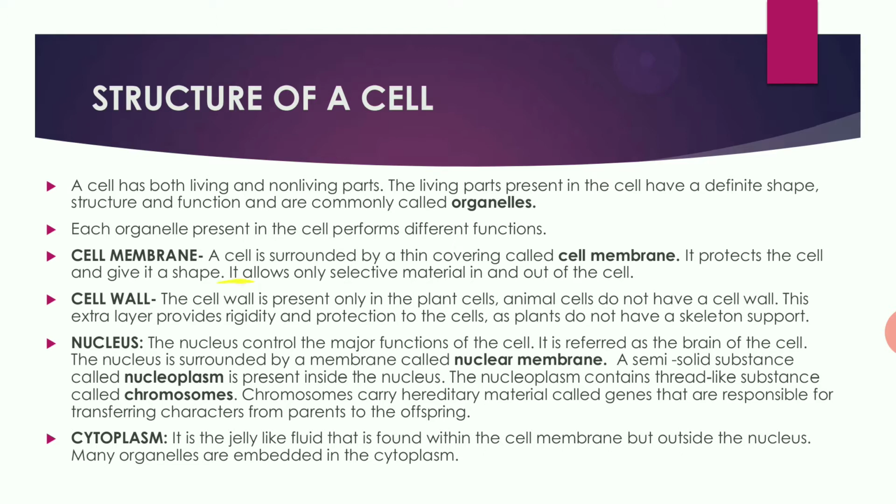Cell membrane. The cell is surrounded by a thin covering called the cell membrane. It protects the cell and gives it shape. It allows selective material in and out of the cell. Only some material which the cell wants to take in or give out can go through the cell membrane.